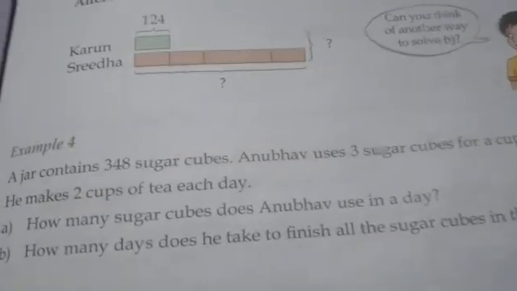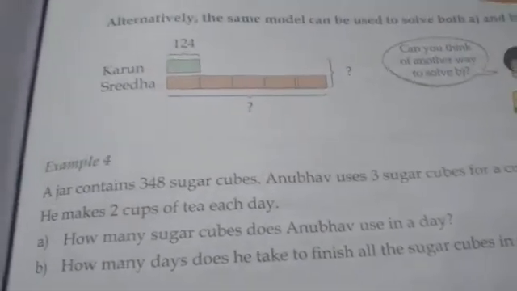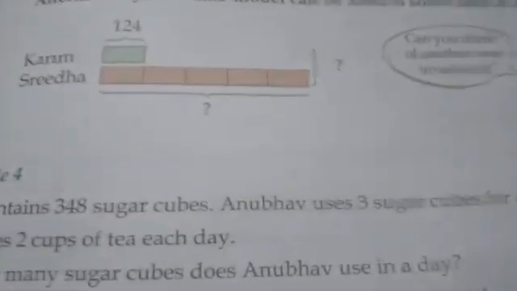That means you have to find in how many days he will totally finish the sugar cubes. Now let us see this example. Here we have to find first how many sugar cubes he uses in one day. See here, in one day he makes 2 cups. In 1 cup he uses 3 cubes of sugar.